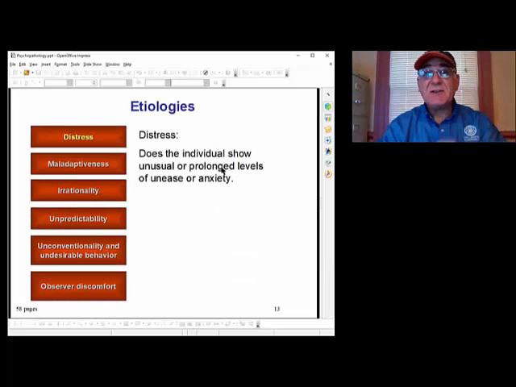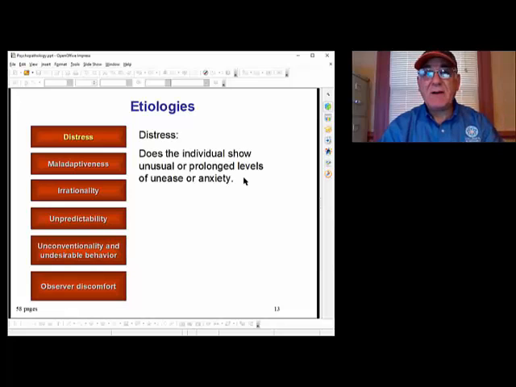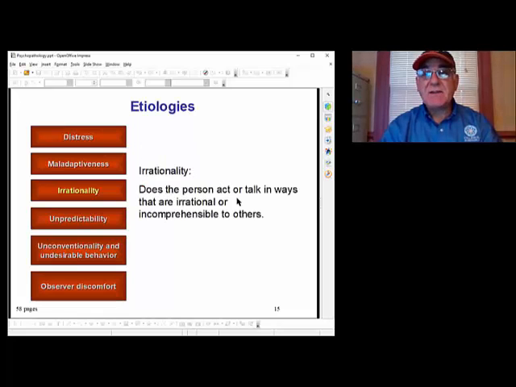So these are 6 of those symptoms. Let's look at these particular 6. The first one is distress. Does the individual show unusual or prolonged levels of unease or anxiety? Anxiety is a symptom of other issues as well as being its own pathology itself, but it can certainly be a part of another pathology as well. Maladaptiveness. Does the person act in ways that interfere with his or her well-being and the needs of society? That's maladaptiveness. Irrationality. Does the person act or talk in ways that are irrational or incomprehensible to other people?